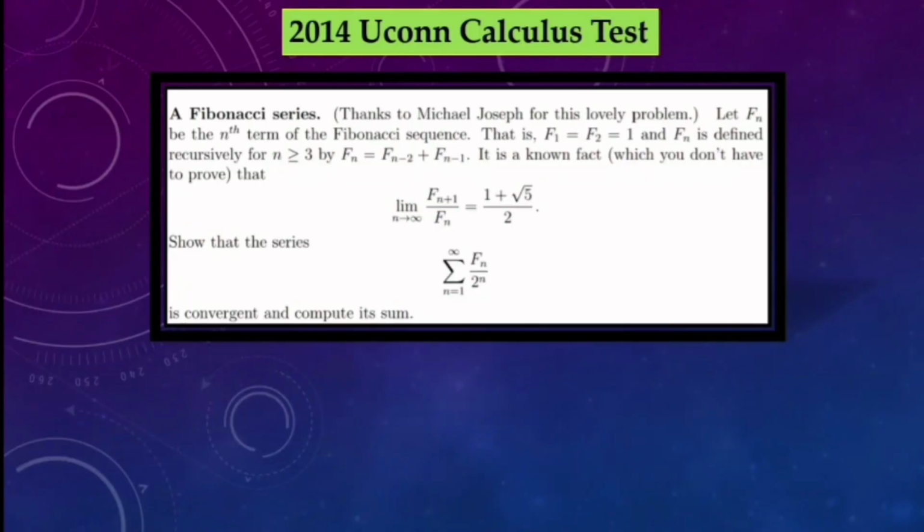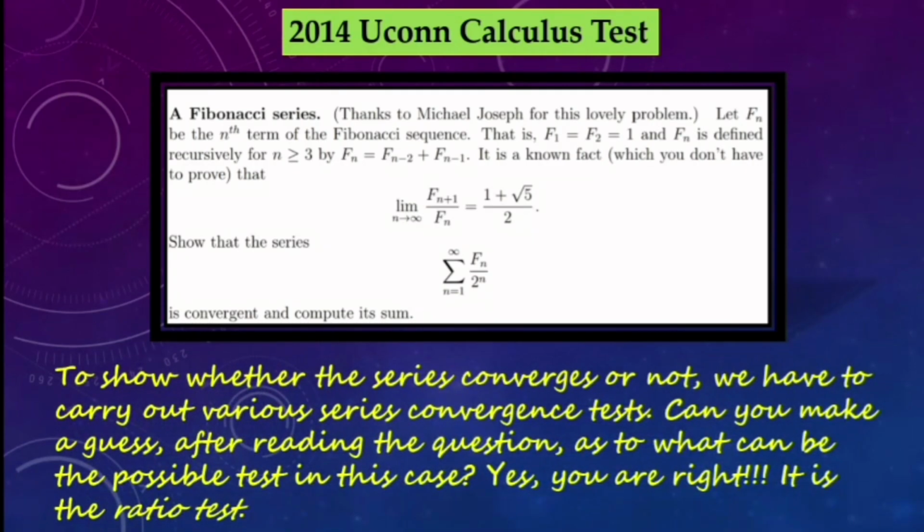Now, to show whether a series converges or not, we need to carry out certain tests. For example, ratio test, root test, limit comparison test, direct comparison test, and many more. Just by looking at the problem, can you find out what test we have to carry out? Yes, I think you have guessed it right. It is the ratio test. It's quite easy to figure out why.